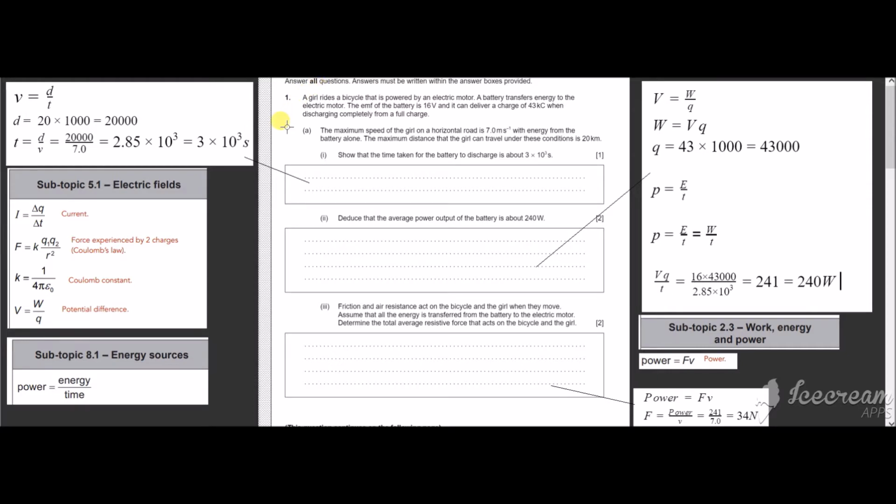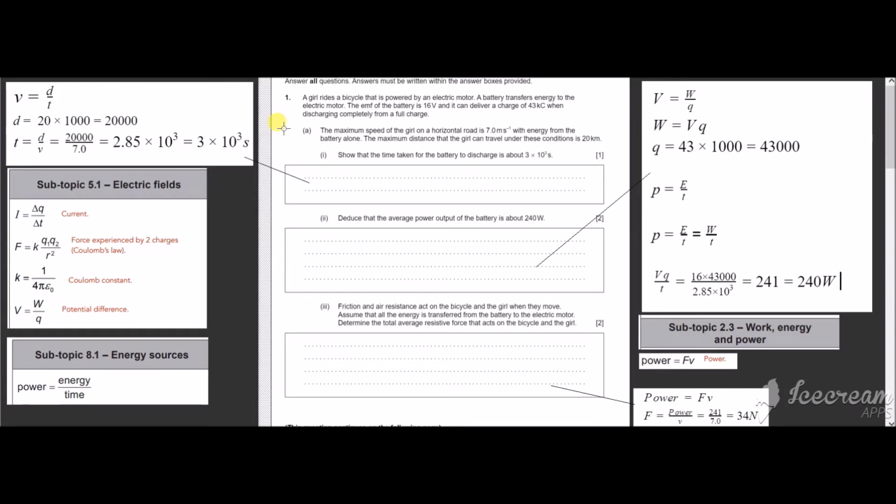Okay, so question 1a. A girl rides a bicycle that is powered by an electric motor. A battery transfers energy to the electric motor. The EMF of the battery is 16 volts and it can deliver a charge of 43 kilocoulomb when discharging completely from a full charge. The maximum speed of the girl on the horizontal road is 7.0 meters per second.